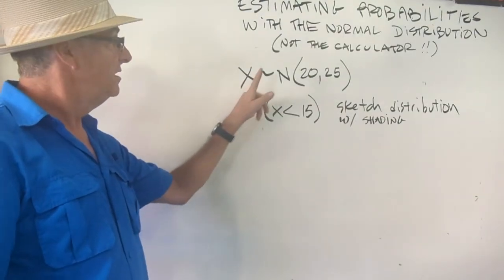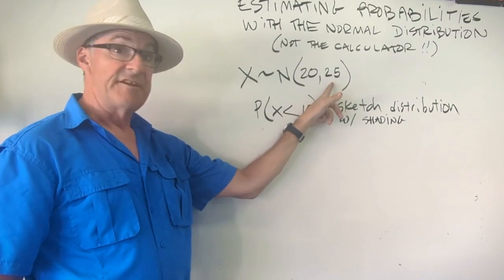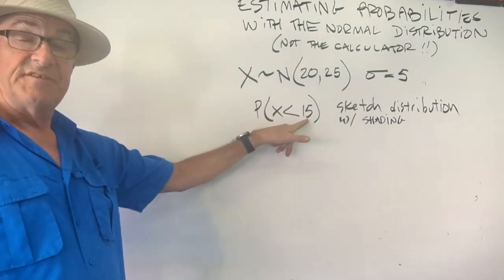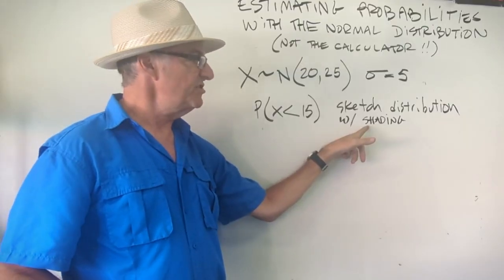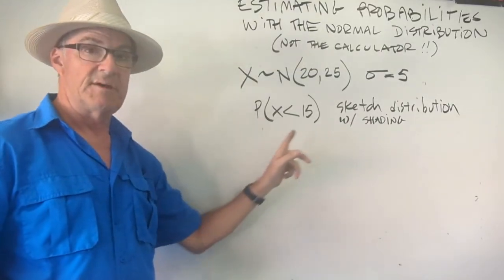So this is right off of that last board with the standard deviations all spelled out and the percentage of the data spelled out. So this is our warm-up on this. This would be on the test or quiz. This would be an easy low-hanging fruit question. X, random variable, part of a normal distribution with a mean of 20 and a variance of 25. Find the probability that x is less than 15. My prompt here is sketch the distribution and shade the area under the curve that represents that probability.